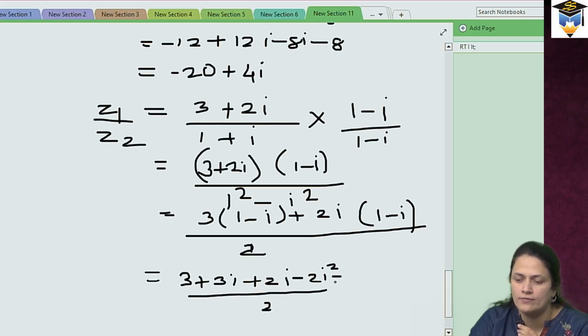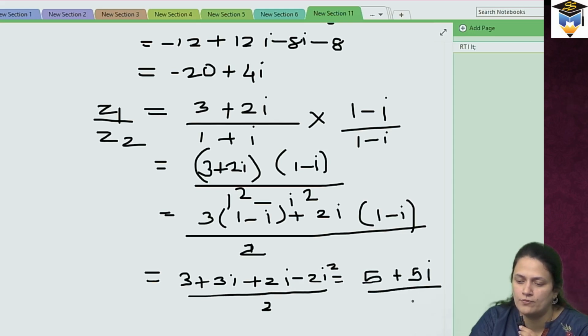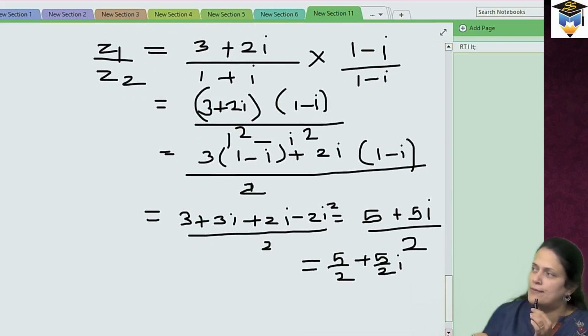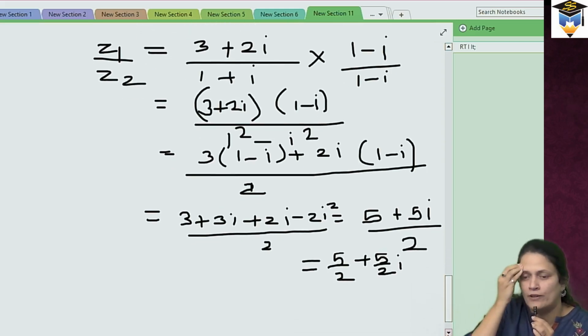What is i square? i square is minus 1. So this is going to become plus 2. So 3 plus 2 is 5 plus 5i upon 2. So this I am going to write down as 5 by 2 plus 5 by 2 i. Please write down this example of division. I hope everybody has understood multiplication and division.